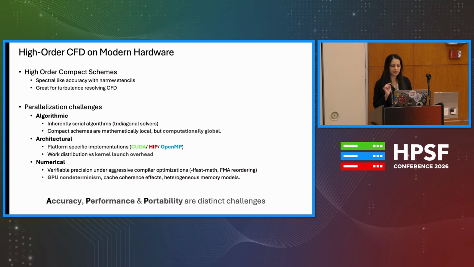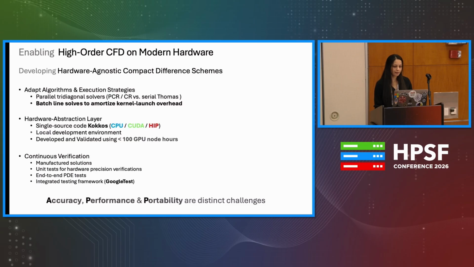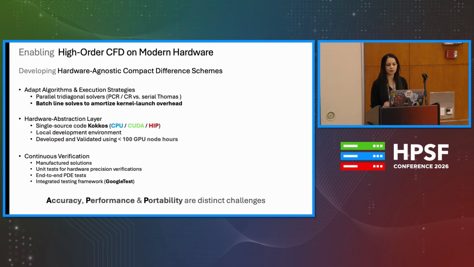The key insight here is that accuracy, performance, and portability are fundamentally distinct challenges that require different solutions. So in order to extract performance out of GPUs without compromising precision, we adopted three design principles. The first is algorithm and execution redesign. We introduced parallel solvers for tridiagonal systems. Specifically, parallel cyclic reduction is explored against Thomas algorithm in this work.